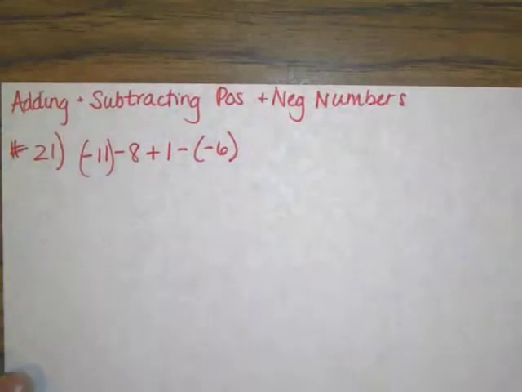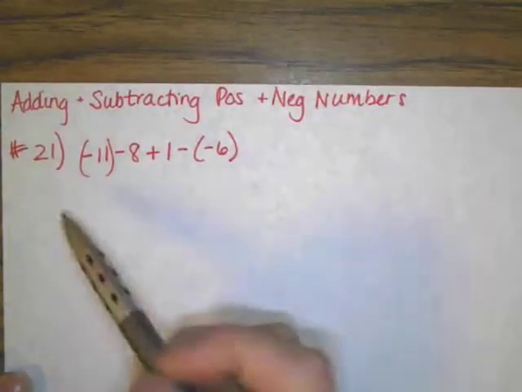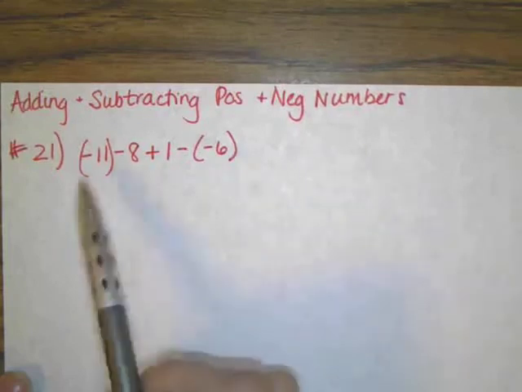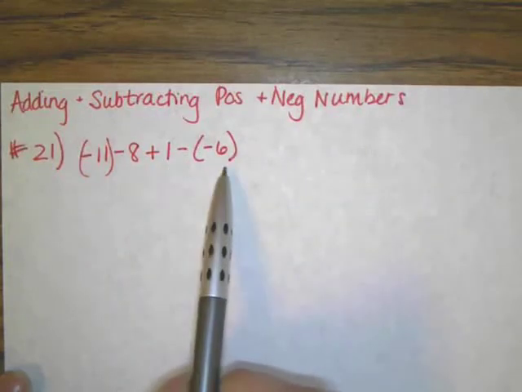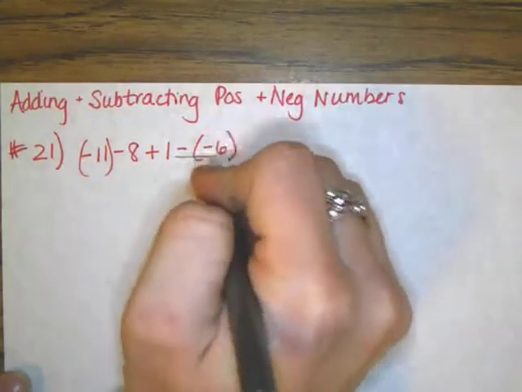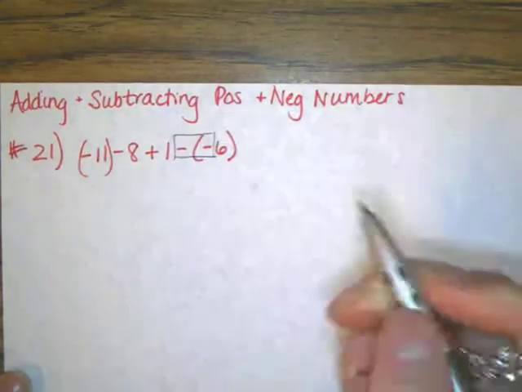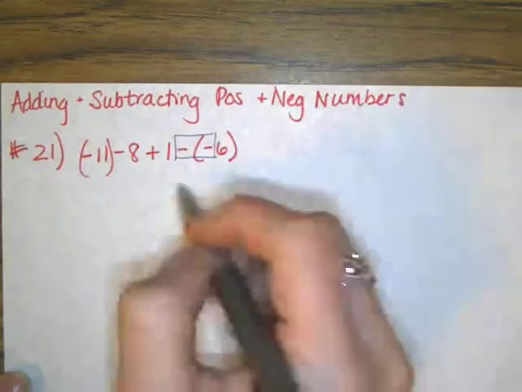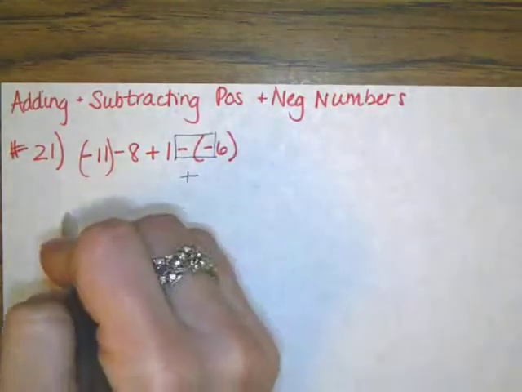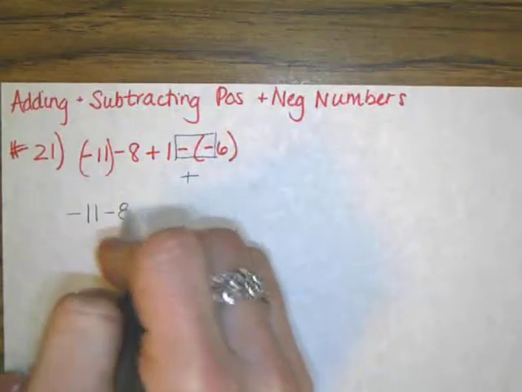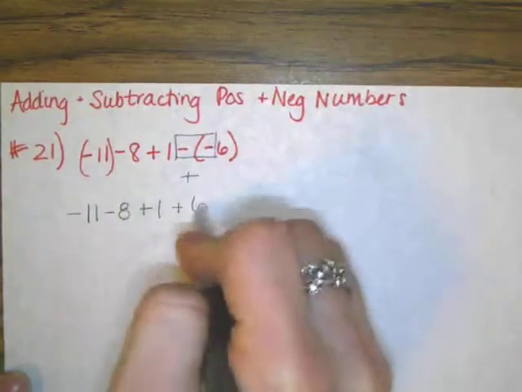Adding and subtracting positive and negative numbers. Number 21. Negative 11 minus 8 plus 1 minus a negative 6. If there are two symbols sitting next to each other, use your rules to change those symbols. So now it should say negative 11 minus 8 plus 1 plus 6.